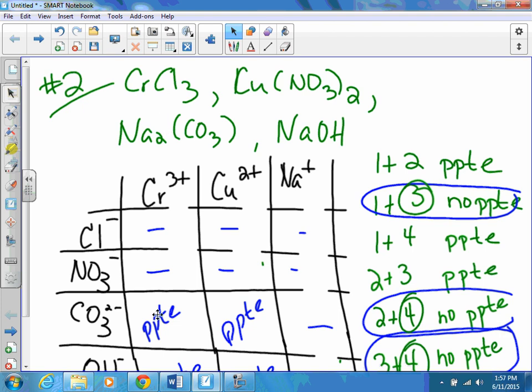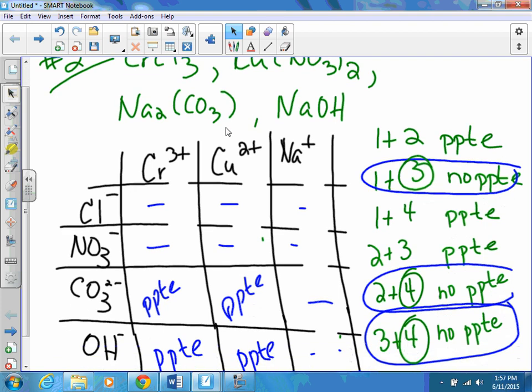Now, I go across to the next one with my other carbonate here. And I look at that it would also precipitate with copper, right? So this and this and this and this would precipitate. But it would not precipitate with this and this, would it? Or could it?